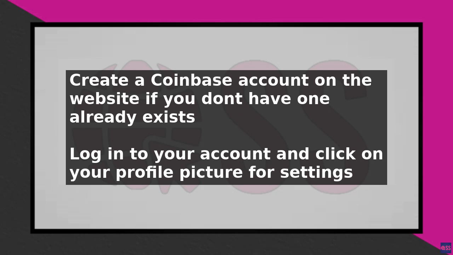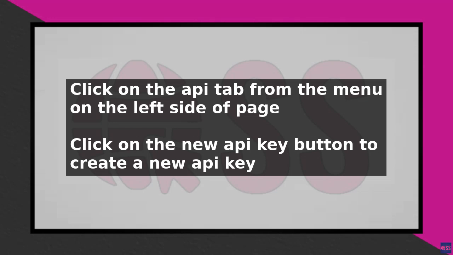Once you are logged in, click on your profile picture in the top right corner and select Settings from the drop-down menu. In the Settings page, click on the API tab from the menu on the left side of the page. If you have not created an API key before, you will see a button that says New API Key. Click on this button to create a new API key.